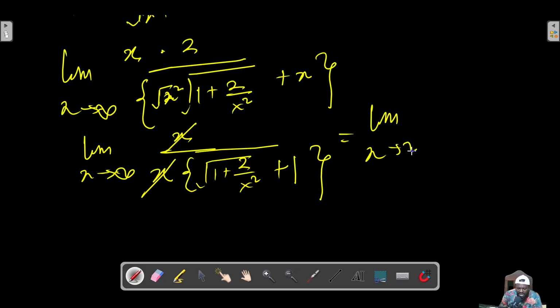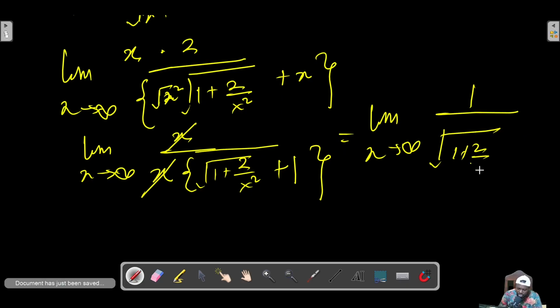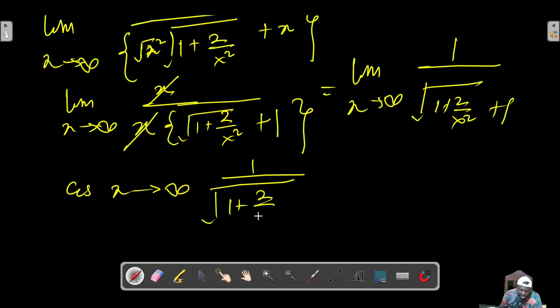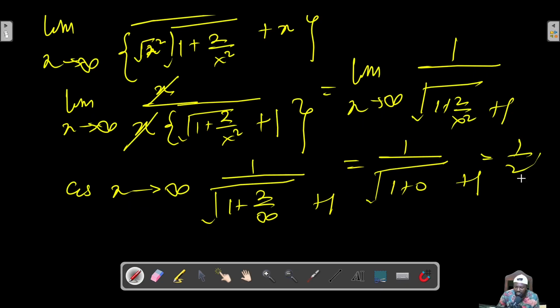Then I have limit as x approaches infinity of 2 over root of 1 plus 2 on x squared, plus 1. So as x is approaching infinity, what do I get? I end up with root of 1 plus 2 on infinity, plus 1. And as I said, if you have a value divided by infinity, that whole value will approach 0. So I have 2 over 1 plus 0 plus 1. So I end up with 2 over 2. So the answer is 1.